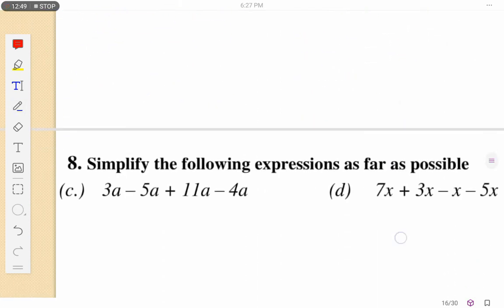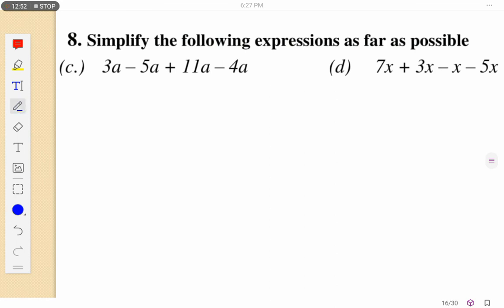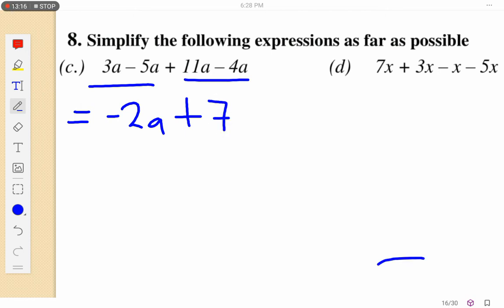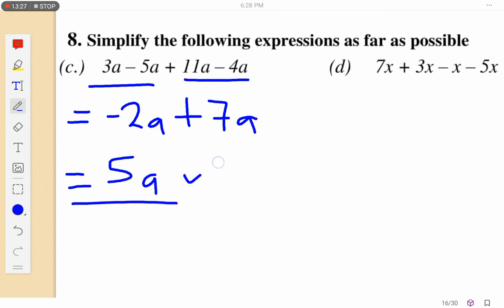Let's go to number 9. Oh, we have got part C there. Fine. Let's simplify. These are all a's there. The first part here, I can get minus 2a. This other part there, I can get plus 11a minus 4a. I'll get plus 7a. Yes, I'll get plus 7a there. Okay, fine. Then I can add minus 2 plus 7a. I'll get 5a. Okay, that's fine. So that's our answer there.